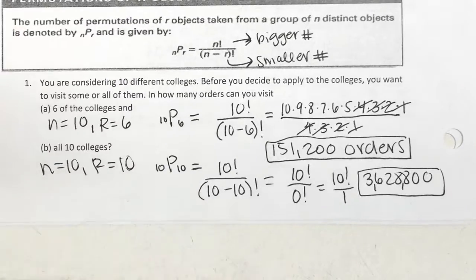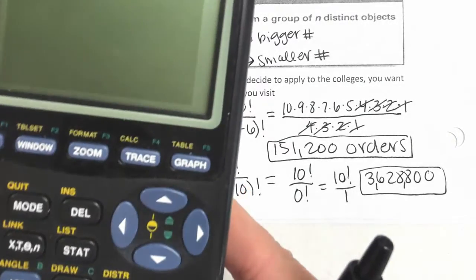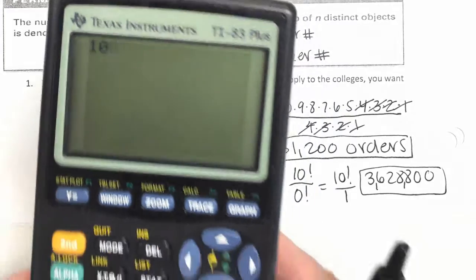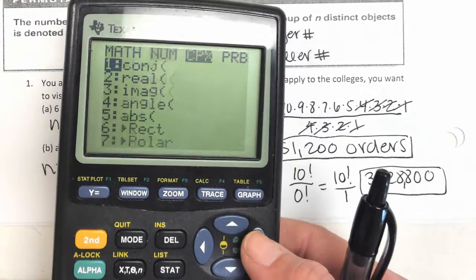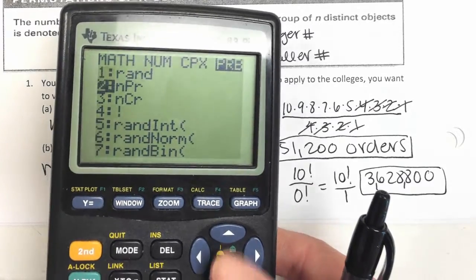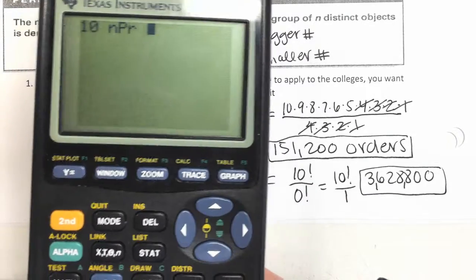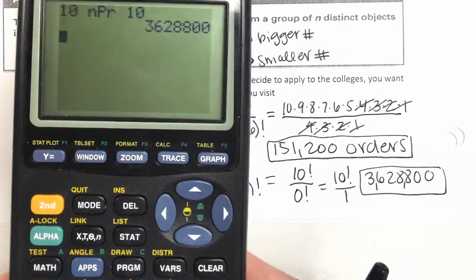And I'll go over one more time how to do this in your calculator if you have a TI 83 or 84. Any questions about that one? Alright, so if you have your calculator, you would type in 10 first. And then go to Math. Go all the way over to PRB. And you'll hit the one that says P because you're dealing with permutations. Then type the number 10, enter.